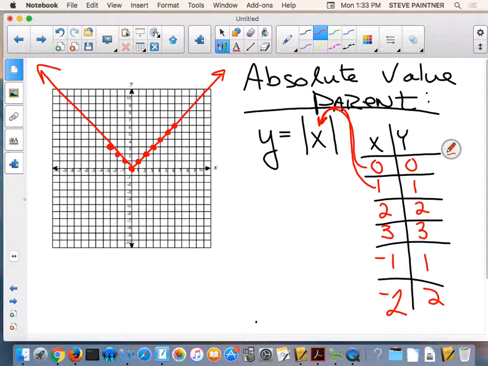So it becomes a what? A V. Instead of a U, it's a V. It's very sharp. It stops right here at 0, 0 and shoots off in a different direction. Okay? Does that make sense?